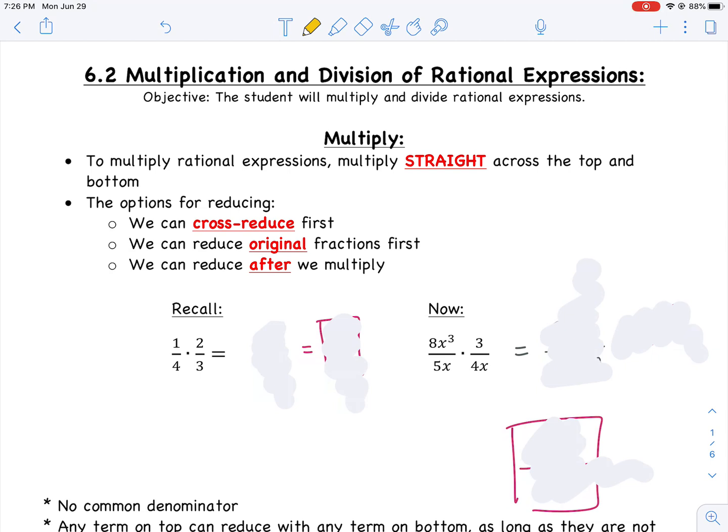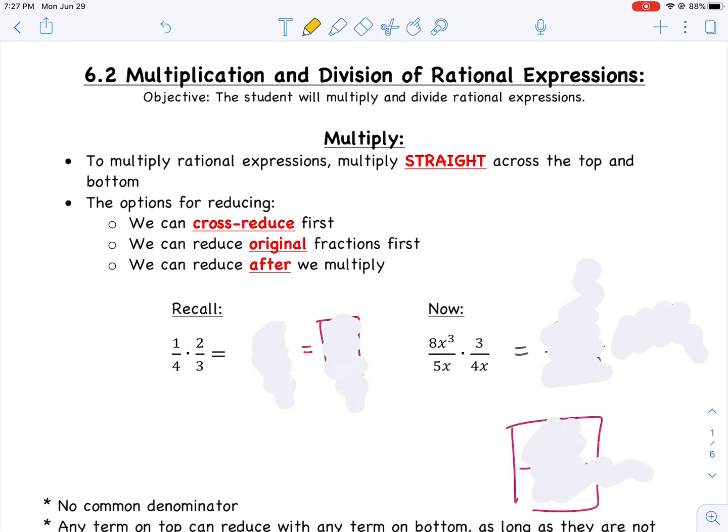Now remember, when we have fractions and we're multiplying, we could just multiply straight across the top and then straight across the bottom. We can multiply our numerators and then multiply our denominators. There's no need for a common denominator when you're multiplying. Just multiply across the top and multiply across the bottom. Now, we always have to make sure that we reduce, and you can do this a couple different ways. You can cross-reduce first. Any factor from the numerator that can reduce with any factor in the denominators, you can cross-reduce. Not cross-multiply, but cross-reduce.